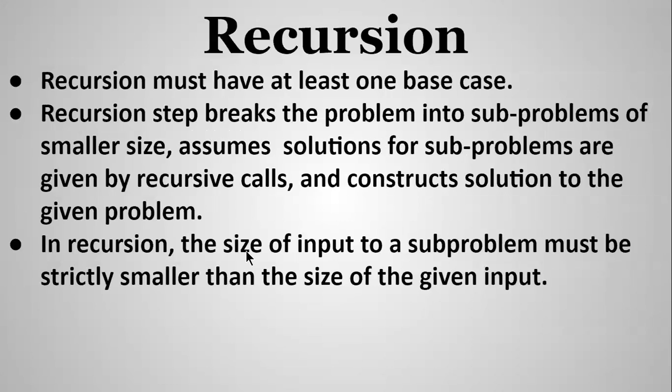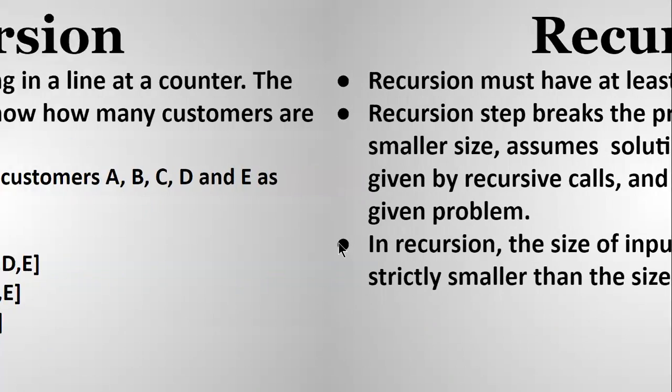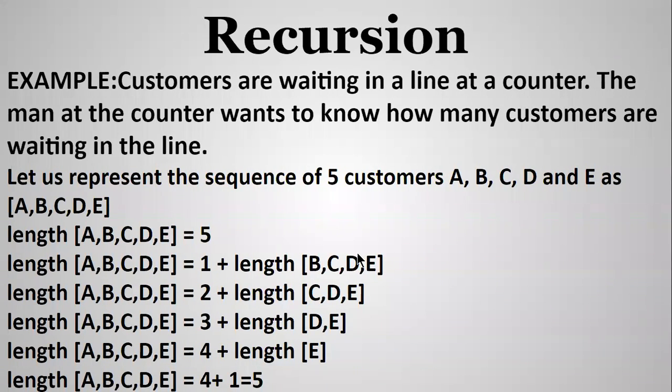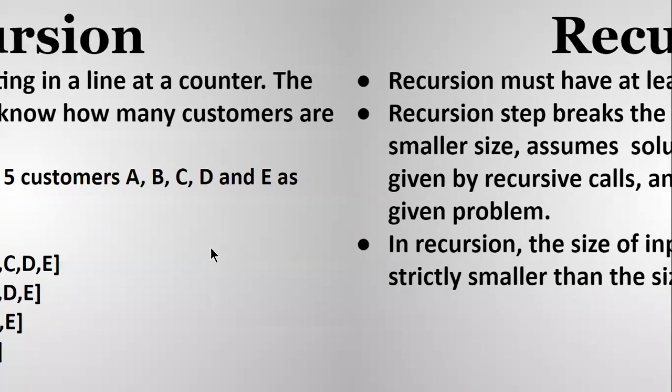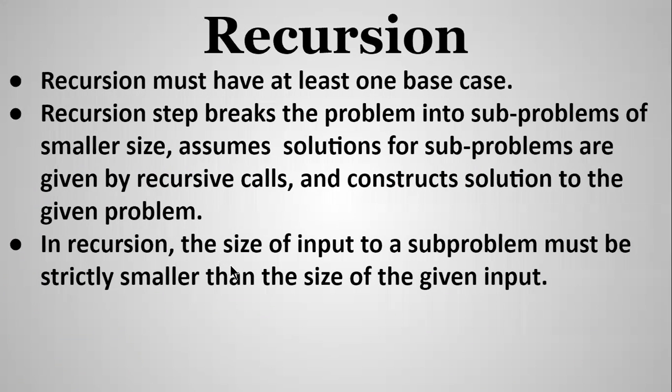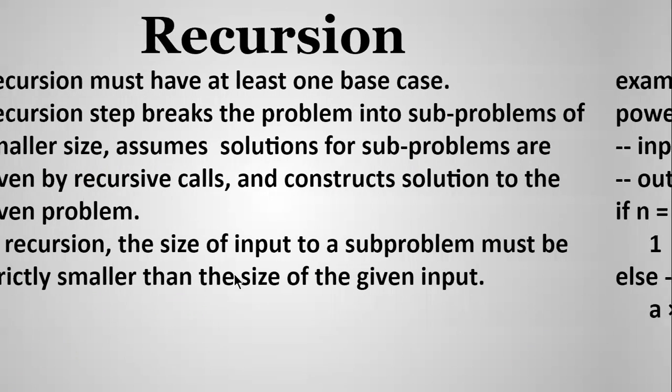And another one, the size of the input. The size of the input to the subproblem must be strictly smaller than the size of the given input. The size of the input is 5. The size of the sub problem, this is 4, this is 3, this is 2, and this is 1. The size of the input of the sub problem should be less than the given input. Okay, these are the three important points to be kept about your recursion.